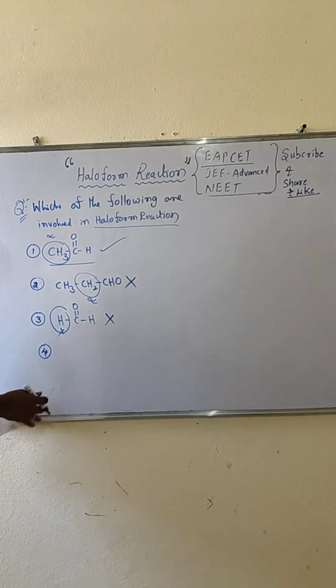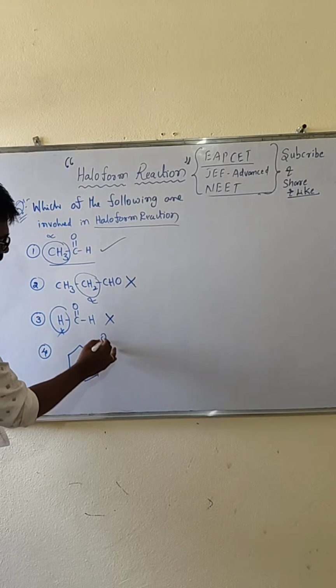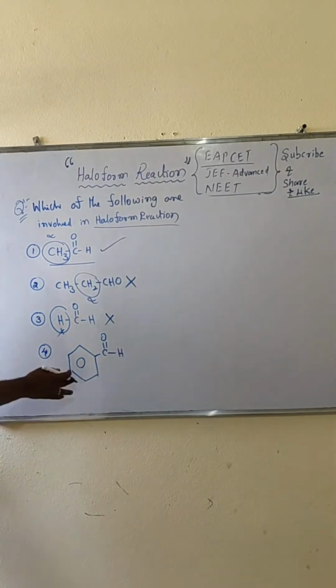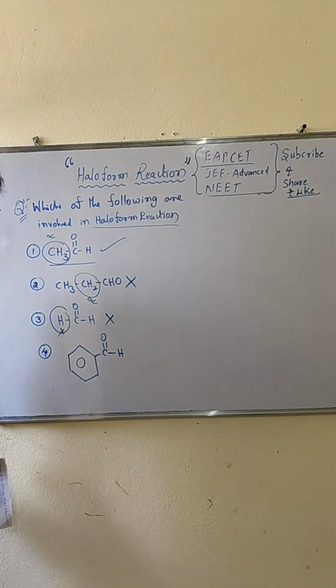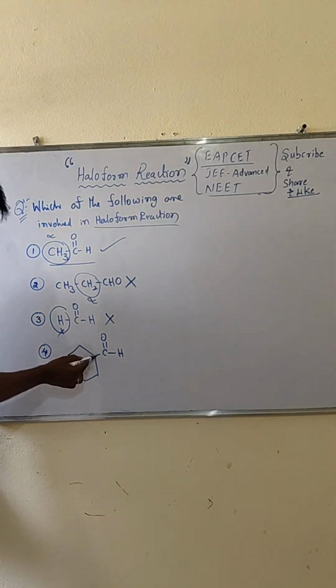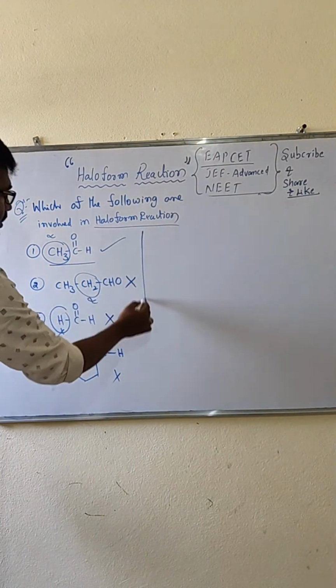Then the fourth one: look at the benzene attached to the C double bond OH. Is that involved in the haloform reaction? No, it is not involved in the haloform reaction, because there is no alpha-position methyl group. So that is why it won't be involved in the haloform reaction.